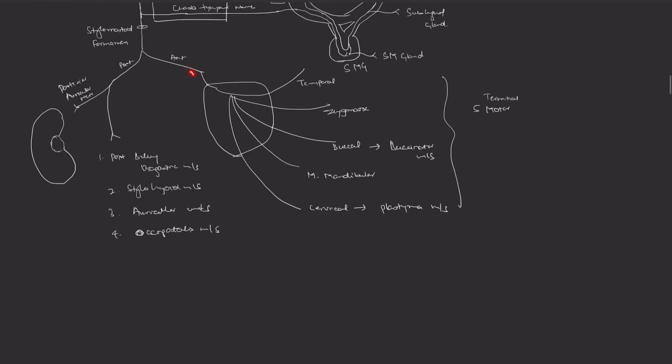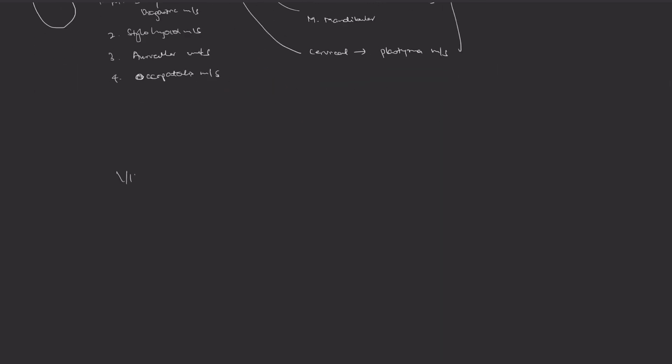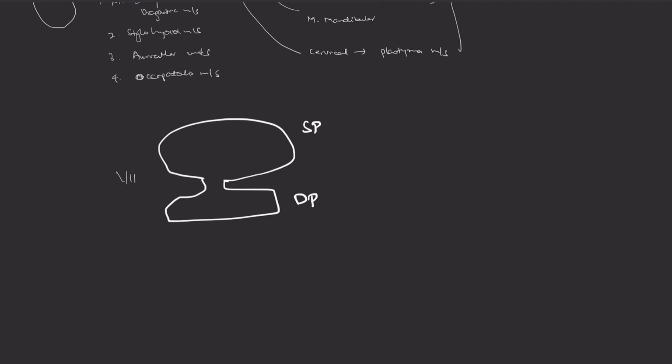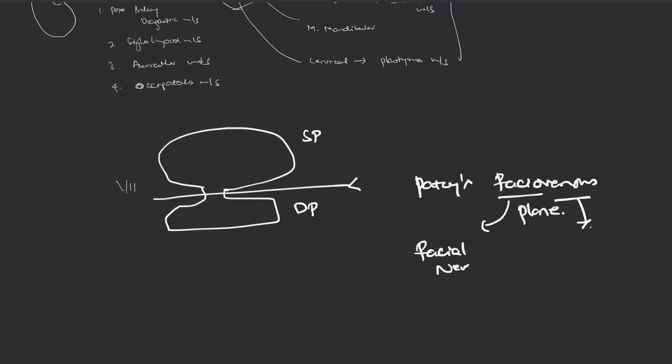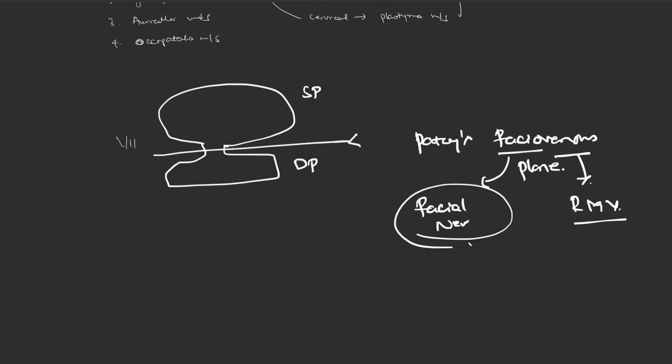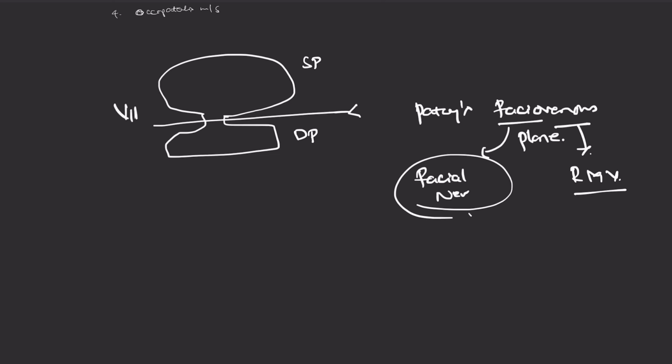And one more thing here, I told you it enters into the parotid gland. In the parotid gland, the seventh cranial nerve does not pierce the parotid gland. Instead, if this is the superficial part of the parotid and this is the deep part of the parotid, the facial nerve travels in the plane called the facio-venous plane. Facio means facial nerve, and venous is nothing but the retromandibular vein, because the retromandibular vein and the facial nerve travel in this plane without piercing the parotid gland.